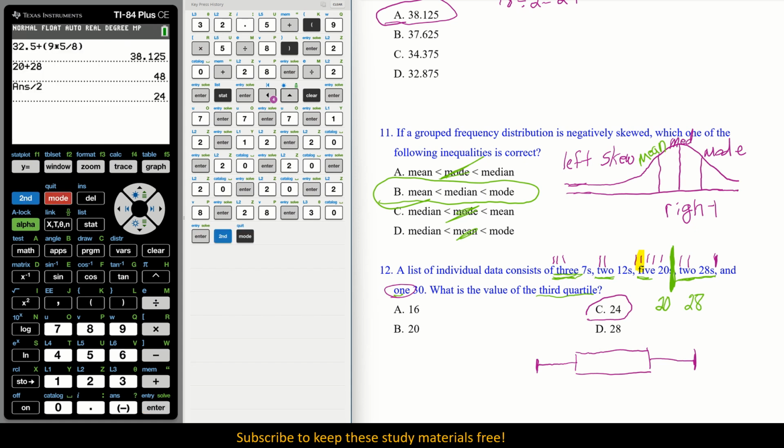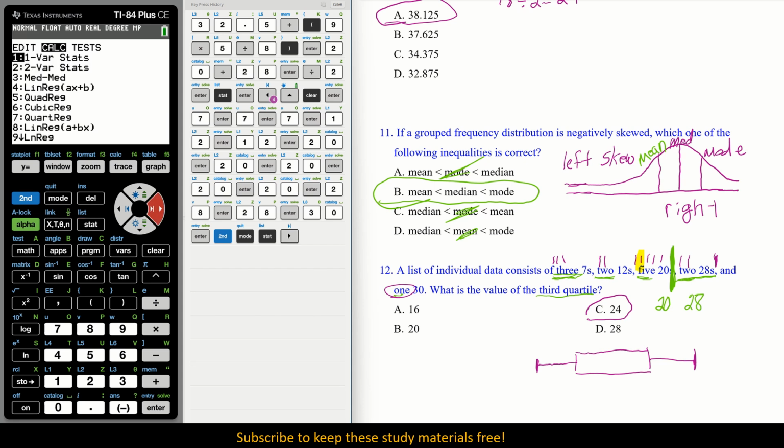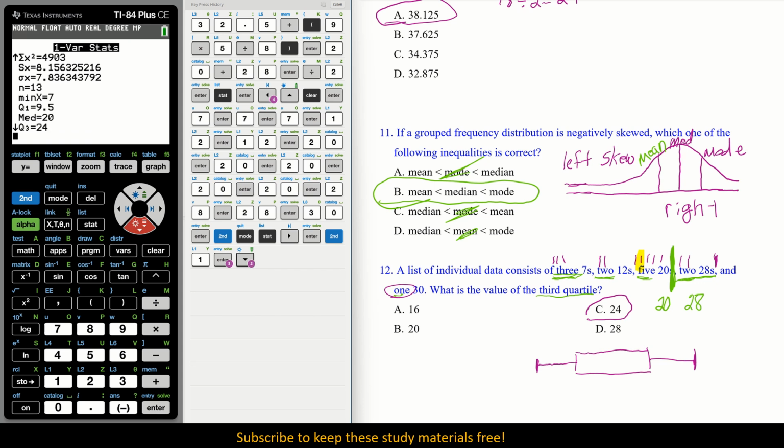Okay, now let's back out. We're going to do two things. First thing, let's push stat and arrow over to calc. We're going to use the 1-Var Stats. Okay, but we're in L1. Push enter. We do not need a frequency list. We're not doing any other calculations. Okay, let's look at, there's our Q1. Our median was 20, which I had. Okay, I agree. And our Q3 is 24. So verified. Let's go over here to our plotting.